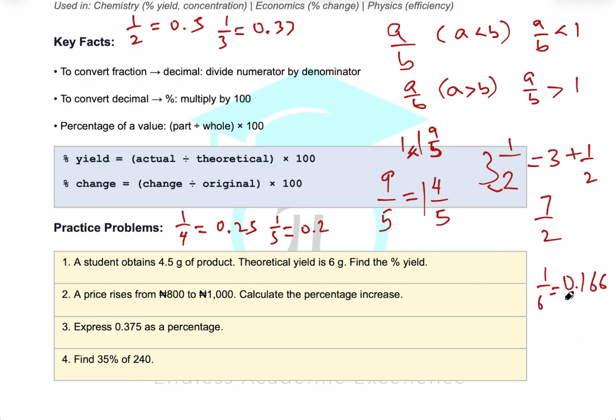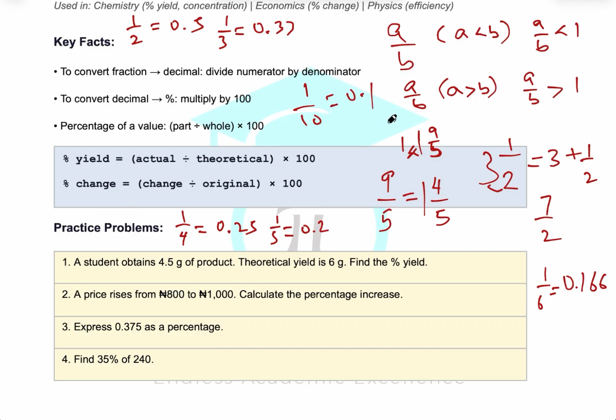And then you have 1 over 7. 1 over 7 is one that does not have a pattern. 1 over 8 has its pattern as well. That is 0.125 for 1 over 8. And it goes on and on until you get to 1 over 10. 1 over 10 is going to be 0.1.